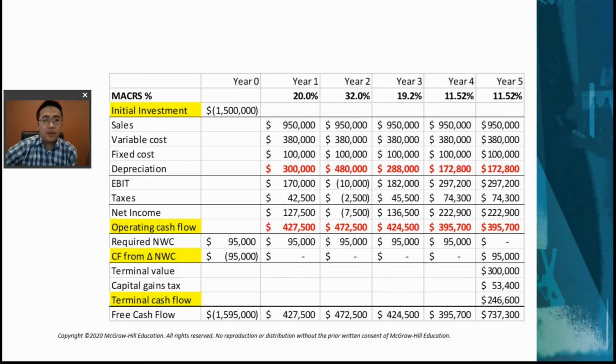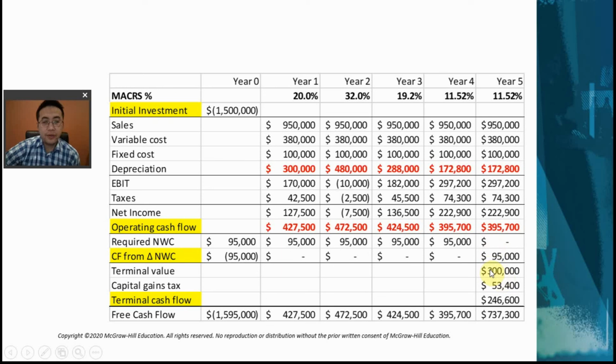And for the annual depreciation expense, it's not a constant anymore because you're not using the straight line depreciation method anymore. You are using MACRS, and you're going to use the percentage given by the IRS multiplied by the 1.5 million, the equipment price, to get the depreciation in dollar figure for each year. 20% times 1.5, that's 300,000. 32% times 1.5 million, that's 480,000, and so on and so forth. And then based on that, you're going to get a new operating income, new net income, and then you're going to add depreciation back to get the new operating cash flows.